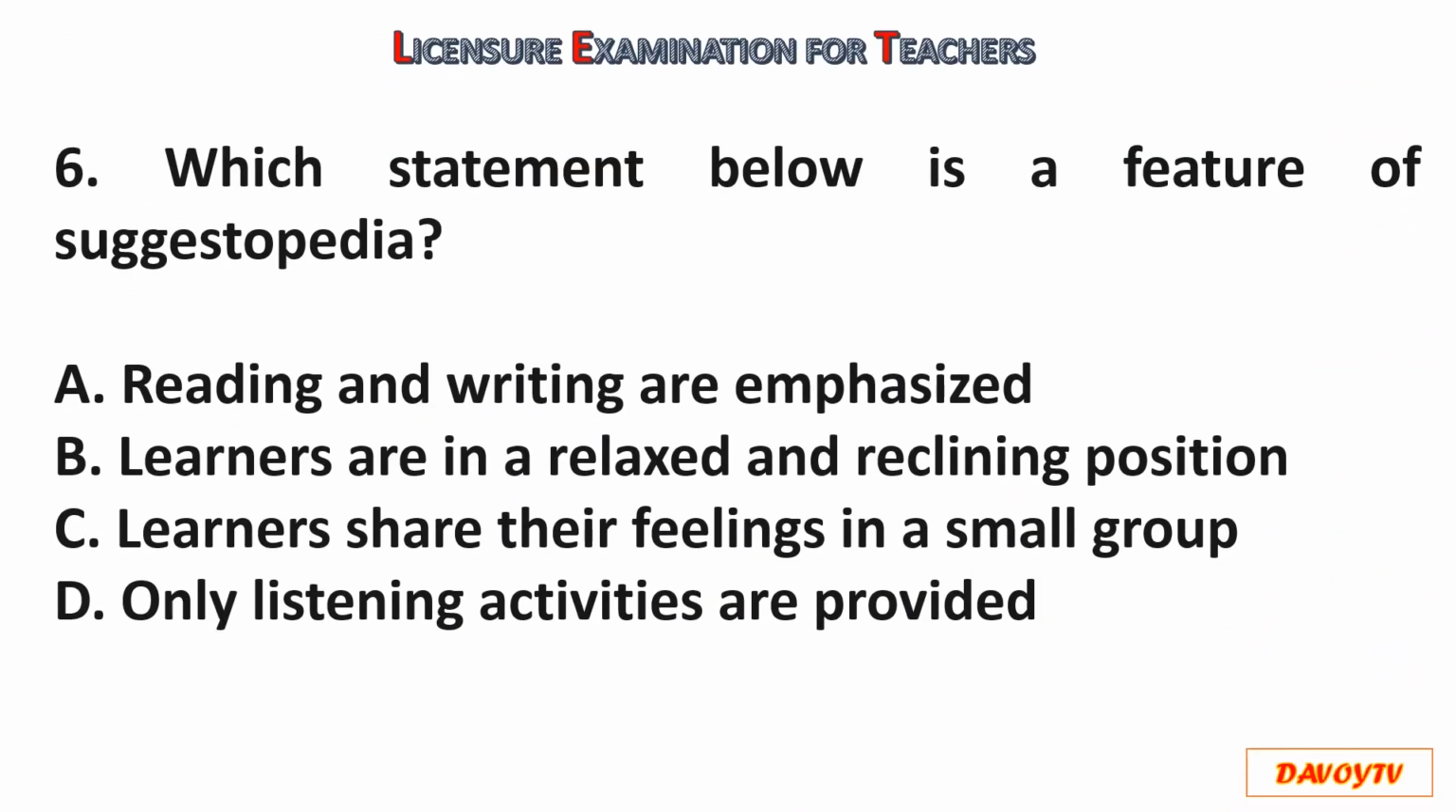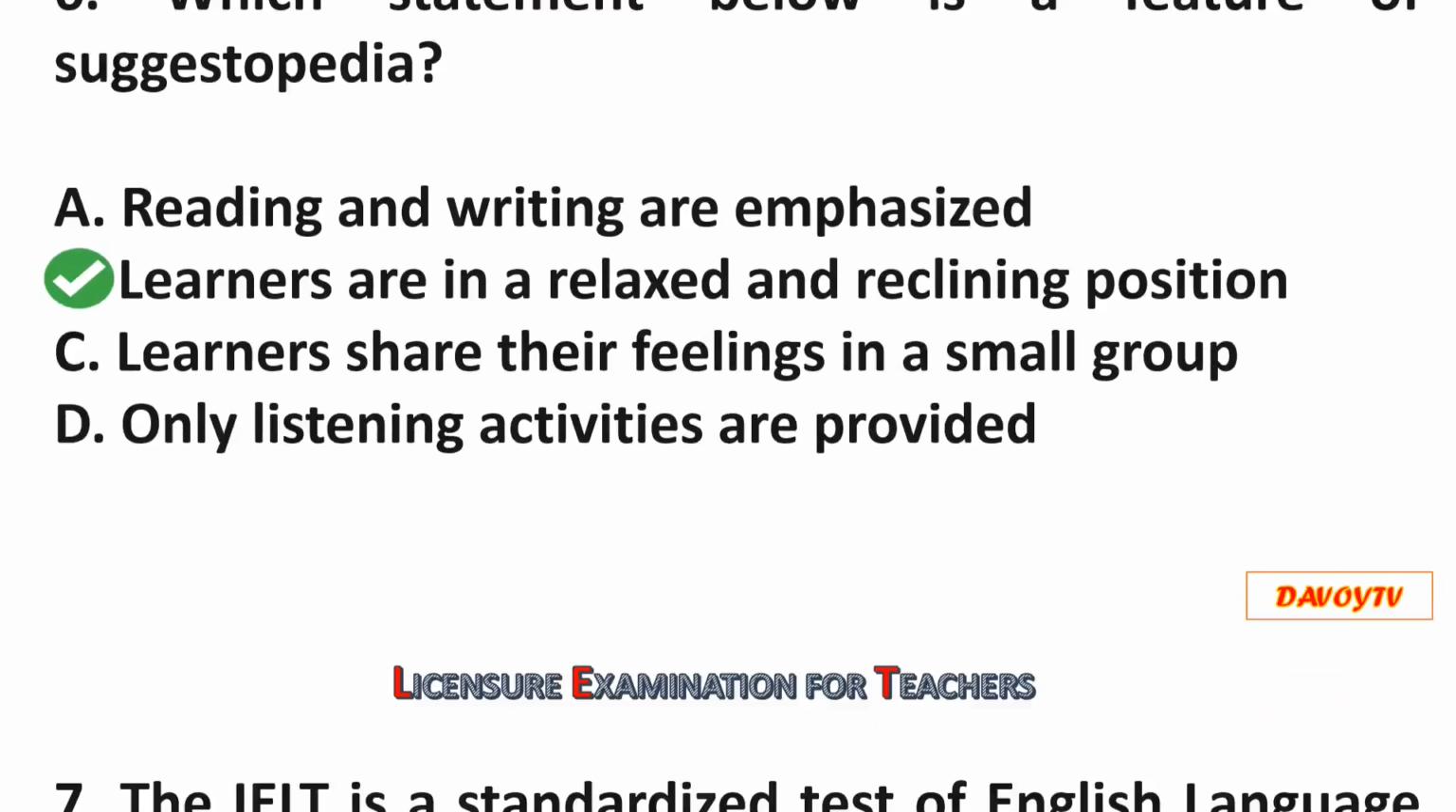Question number 6. Which statement below is a feature of Suggestopedia? A. Reading and writing are emphasized. B. Learners are in a relaxed and reclining position. C. Learners share their feelings in a small group. D. Only listening activities are provided. The correct answer is letter B. Learners are in a relaxed and reclining position. A key feature of Suggestopedia is that learners are in a relaxed and reclining position. This method emphasizes creating a comfortable and stress-free environment to enhance learning, often using music in a relaxed setting to facilitate this.